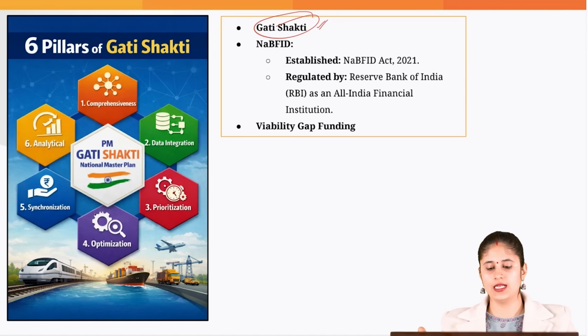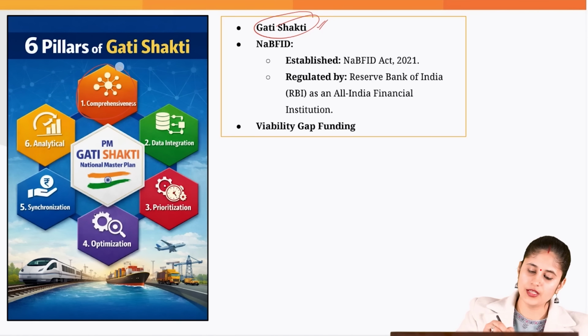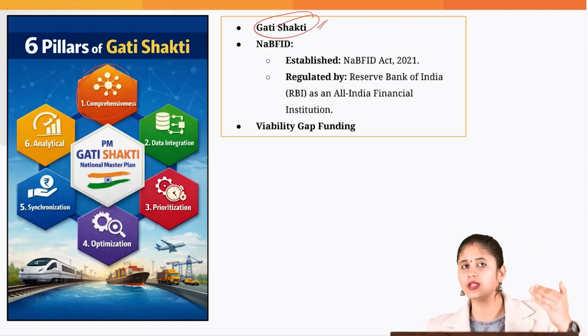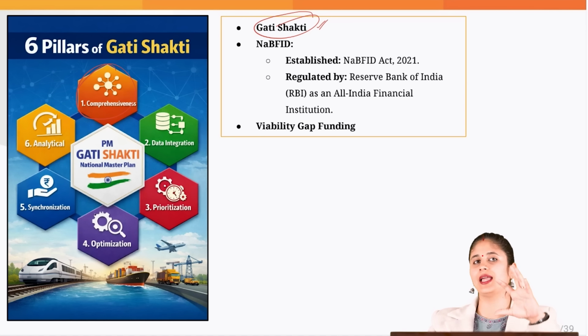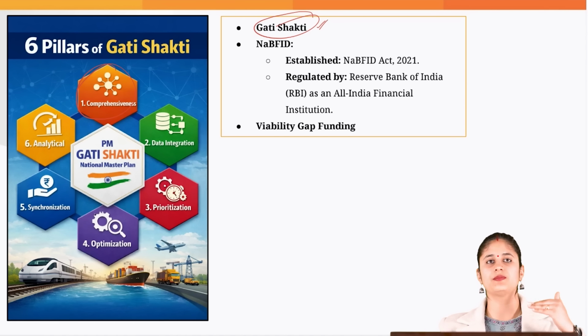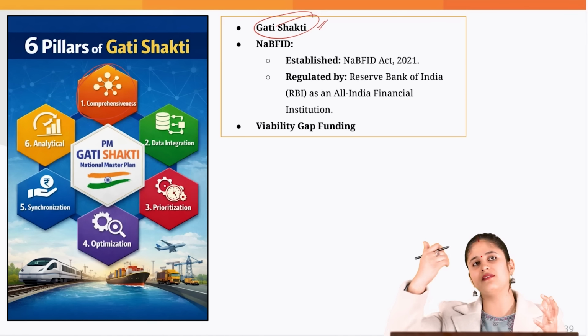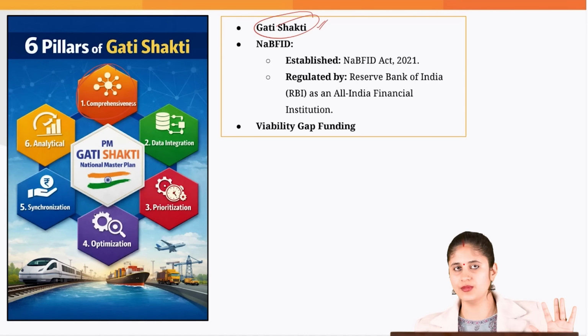Now, what are the pillars? Let's look into that. First important pillar is comprehensiveness. So, on a single portal, you can get the detail of all the infrastructure projects which the government has planned and what the government has executed. And now this information is also accessible to the private sector. So, whatever the government is planning and whatever infrastructure projects have been executed, based on that, the private sector can also plan the infrastructure projects.